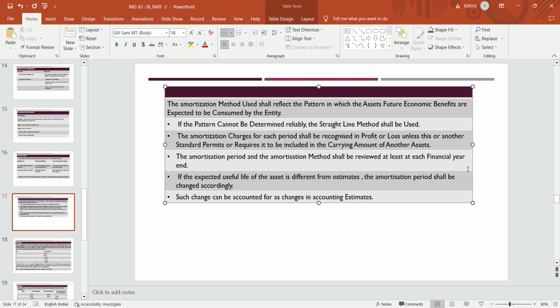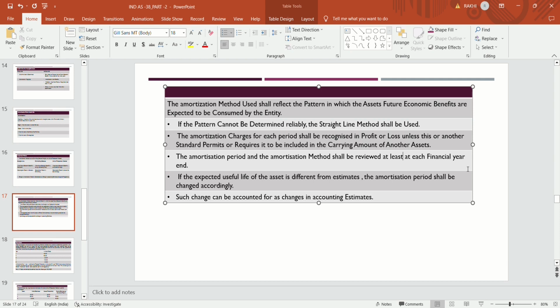And if the expected useful life of the asset is different from the estimates, the amortization period shall be changed accordingly. Means this states that the estimated useful life of that asset is 10 years, but the expected useful life of that asset is, suppose, 8 years. Amortization period shall be changed accordingly. Such change can be accounted for as a change in estimate.